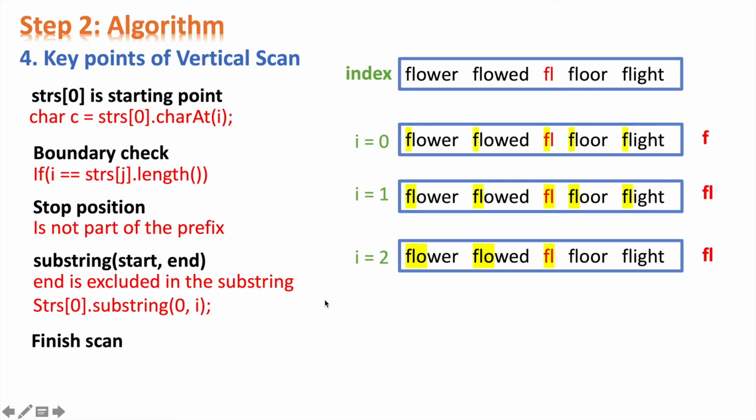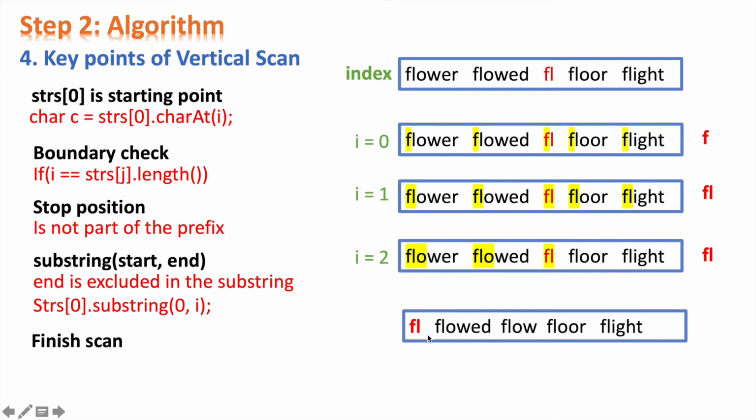The last point is, what do we do if we finish the scan? Let's look at this example. We put FL as the first string. So we first check F, it is part of the prefix. Then L is part of prefix. And then we finish the first string. So what's the result here? Apparently, the result is just string 0, because each character of string 0 is part of the common prefix.